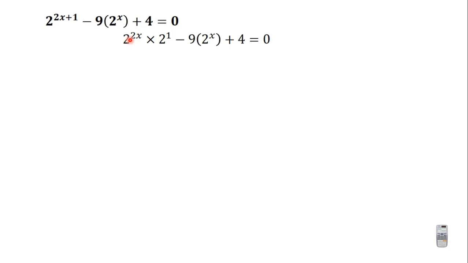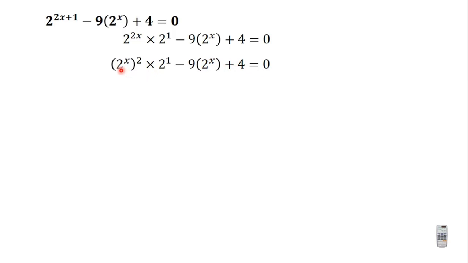So we have 2 exponent 2x times 2 exponent 1 minus 9 into bracket 2 exponent x plus 4 is equal to 0. If you rearrange this equation, you have 2 exponent 2x can also be written as 2 exponent x in a bracket, then exponent 2, times 2 exponent 1 here, minus 9 into bracket 2 exponent x plus 4 is equal to 0.